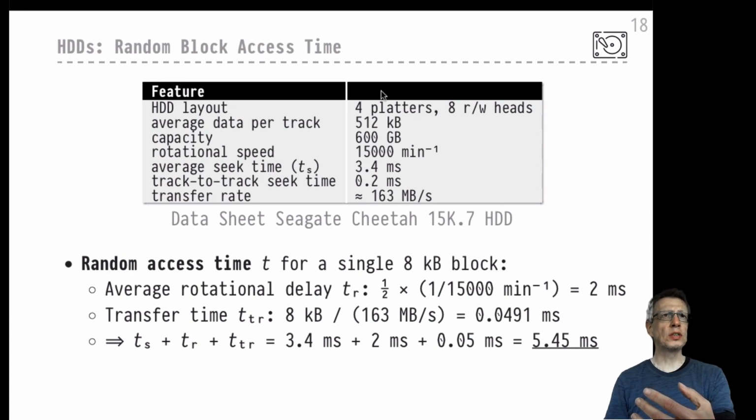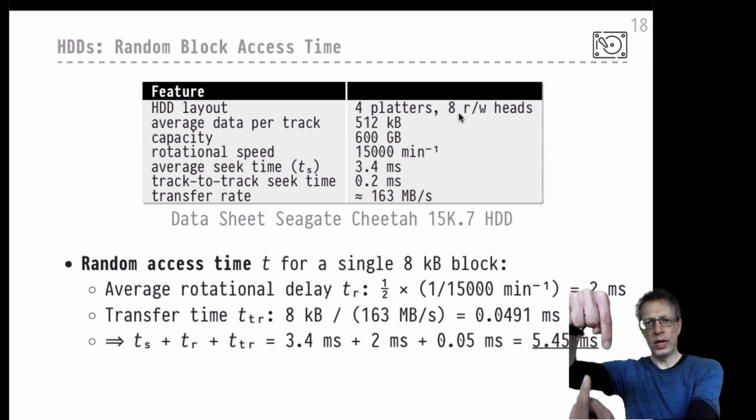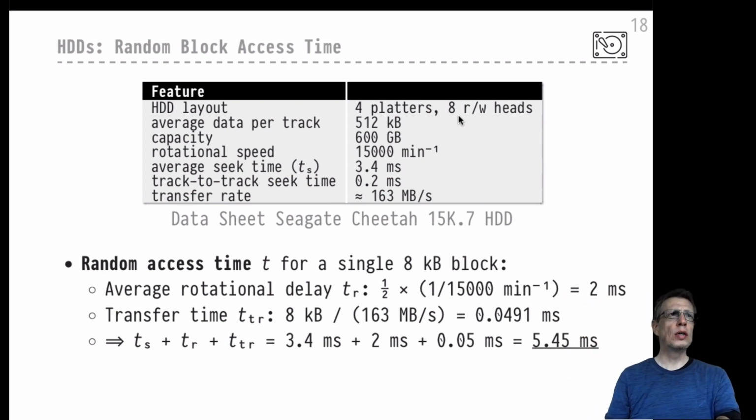You can see that it comes with 4 platters with 8 read-write heads. So read-write heads would be located on the top and on the bottom of these platters. On average, in such a concentric ring, in such a track, we would have space to store 512 kilobytes of data. You can imagine that the inner rings will store less data than the outer rings. The overall capacity of the disk will be 600 gigabytes.